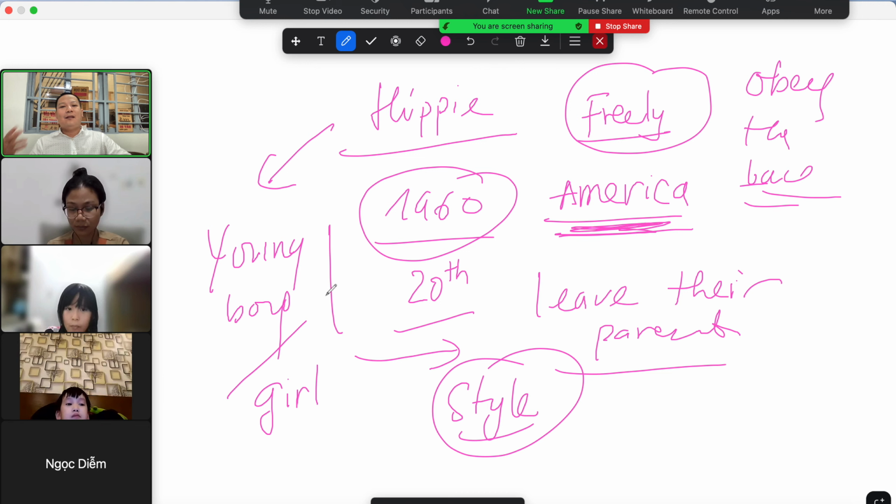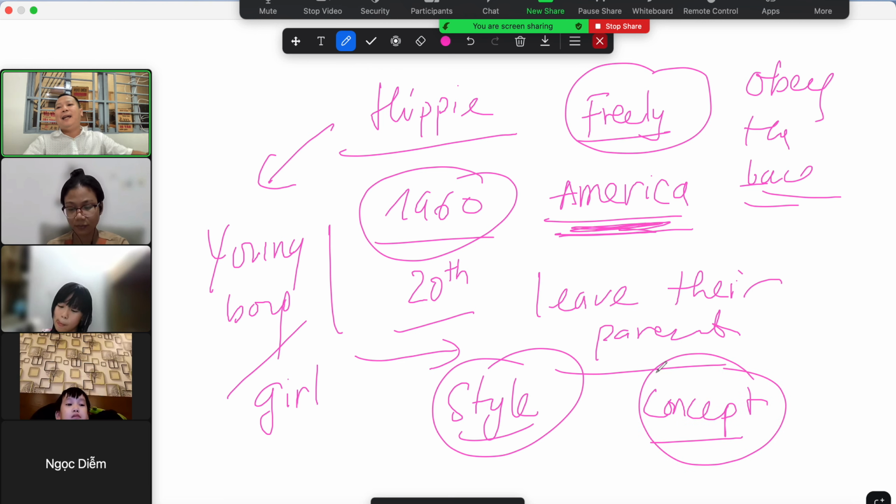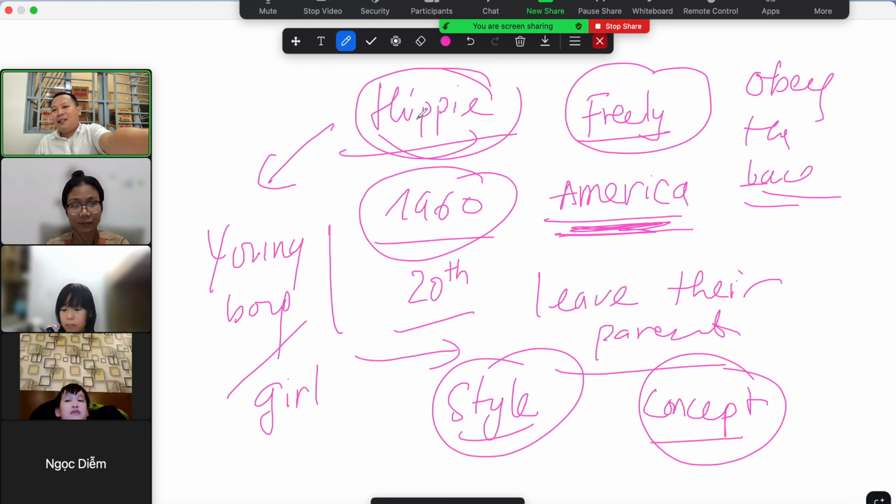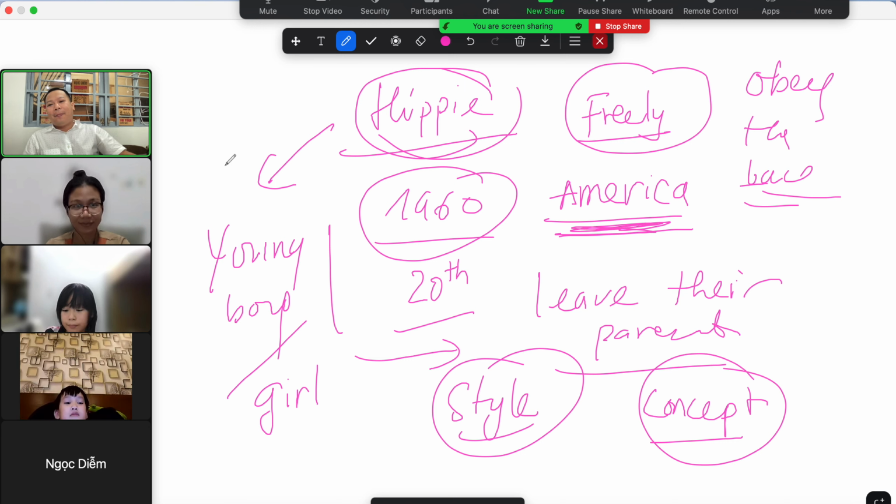Because of this concept of respect, you have to respect them, don't beat them like that. So parents cannot beat them if they make some mistake, and they turn into hippies. You see now the kids, even when they come to class, they never say hello to the teacher.